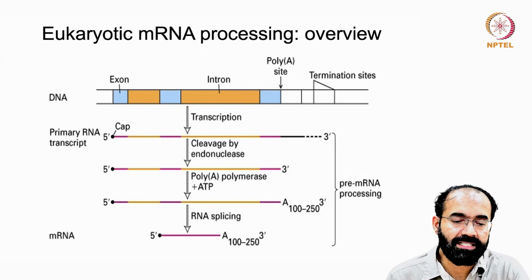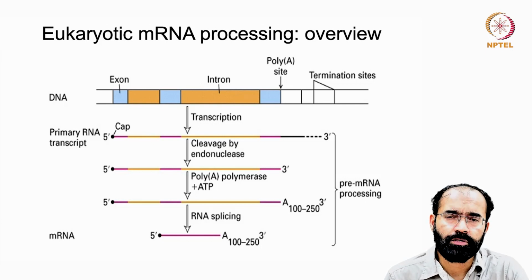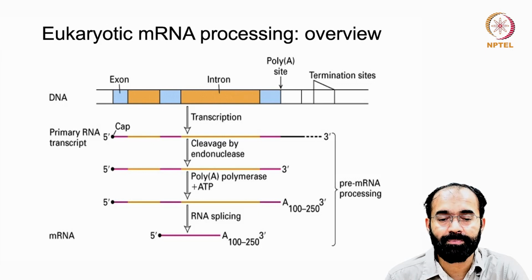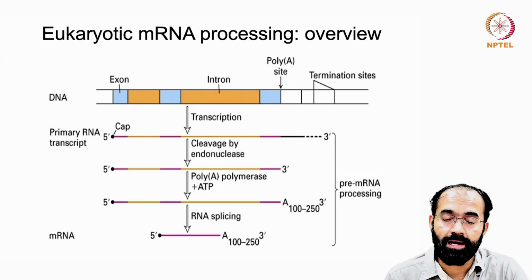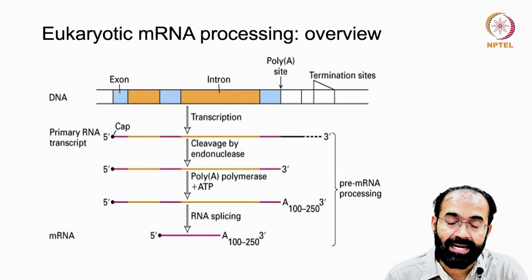So as soon as the transcription is completed, the primary RNA transcript will have a 5' cap, 7-methyl guanosine cap, and it also will have a 3' end. This will be further cleaved, because downstream of the poly-A site it will have a cleavage site for the endonuclease. Usually it is around 16 to 18 base pairs downstream of the poly-A site. Usually the poly-A site we have seen is AAUAAA or AUUAAA. This we have seen in the previous classes, and there will be a cut created by the endonuclease.